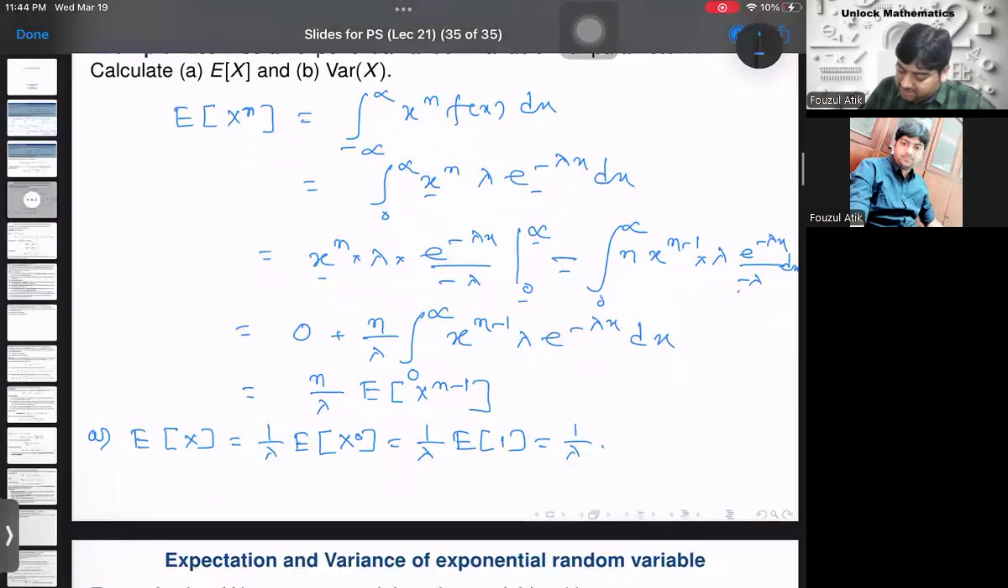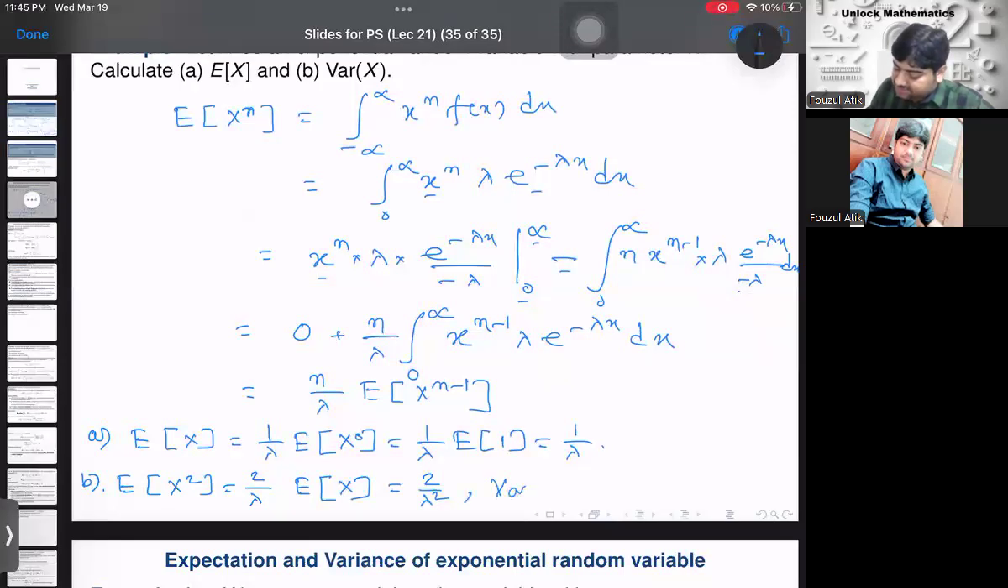Okay. And the next part is we have to calculate the expectation of x square. What is E of x square? To get the variance, we need this. So that means n equal to 2. So 2 by lambda times the expectation of x to the power 2 minus 1, so the expectation of x. But the expectation of x we already calculated, 2 by lambda into 1 by lambda. So therefore 2 by lambda square.